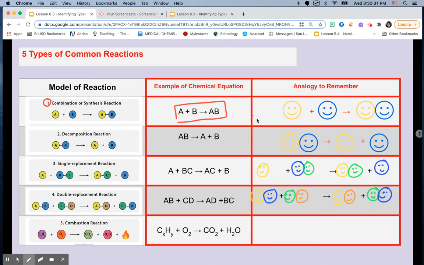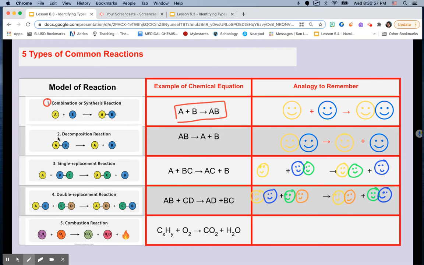The way I remember this type of reaction is I think about it as like two single individuals. They kind of get together and then they form a relationship or a couple. So if I see a molecule plus a molecule to make one big molecule, right? They are forming a combination or a synthesis reaction.